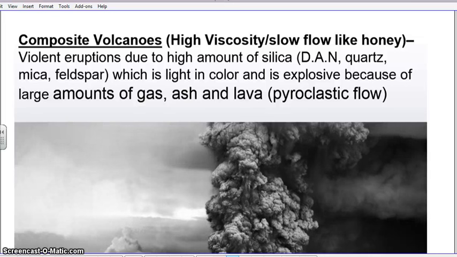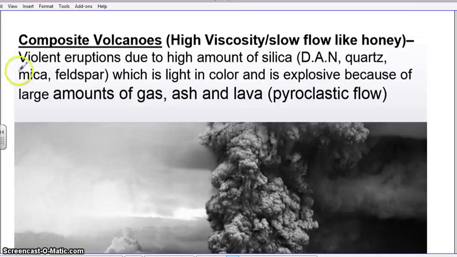Now composite volcanoes are very angry volcanoes. They have a high amount of viscosity, which means it really resists flow. For example, if you take honey and you're pouring it out of a bottle, look how long it takes for it to flow out, because it does not want to come out of that bottle. So you would say it's very viscous. It very much wants to resist the flow. That's exactly how composite volcanoes are.